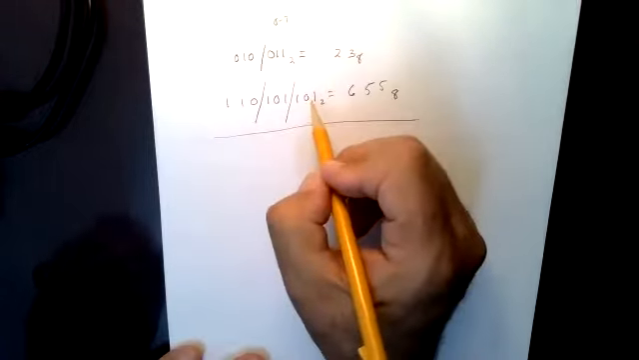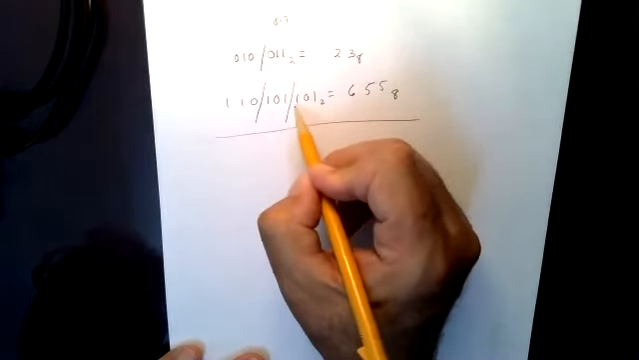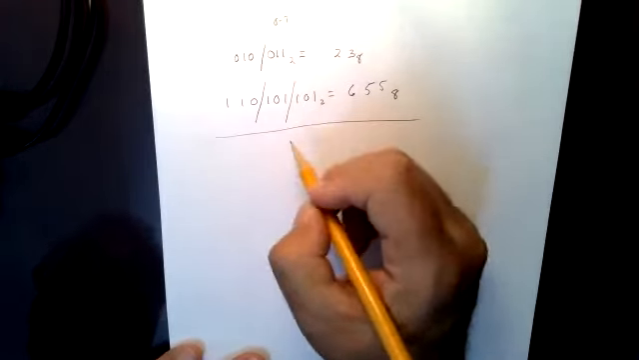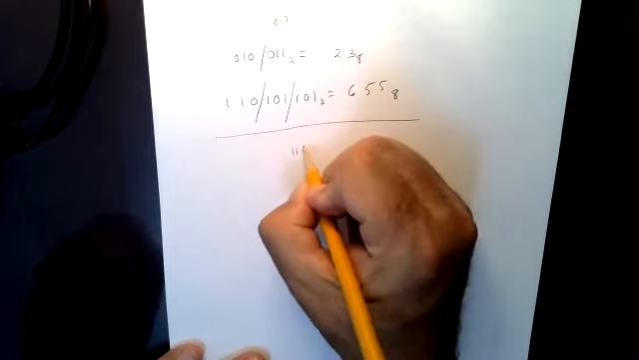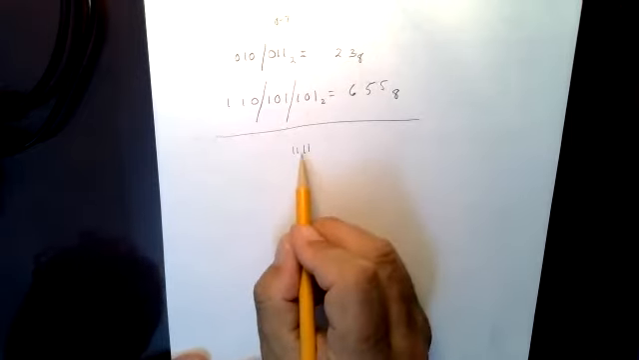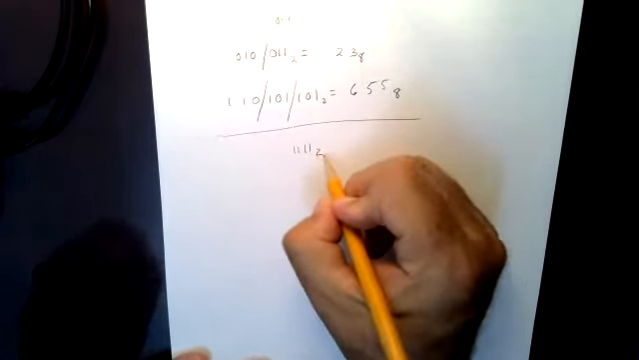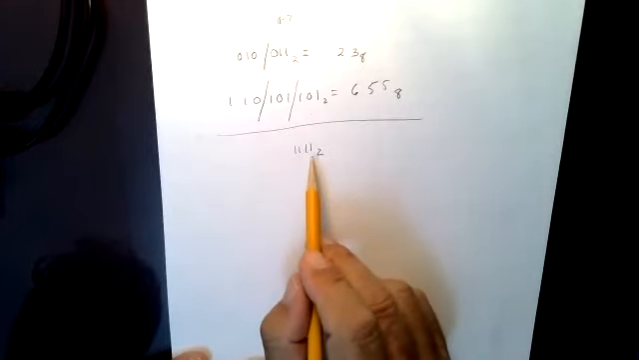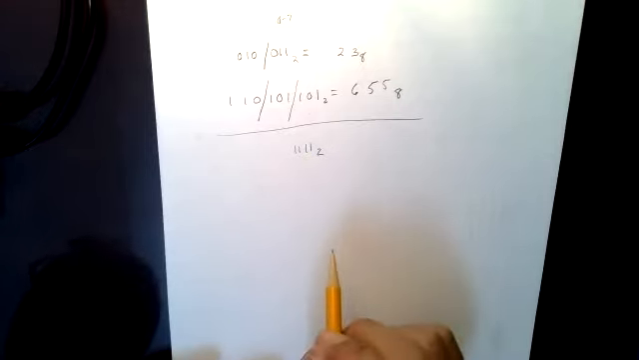Now, as much as 3 numbers gives me 0 to 7, 4 numbers, 1, 1, 1, 1. If I did 4 numbers, what would that be in base 2? A 1, a 2, a 4, and an 8.